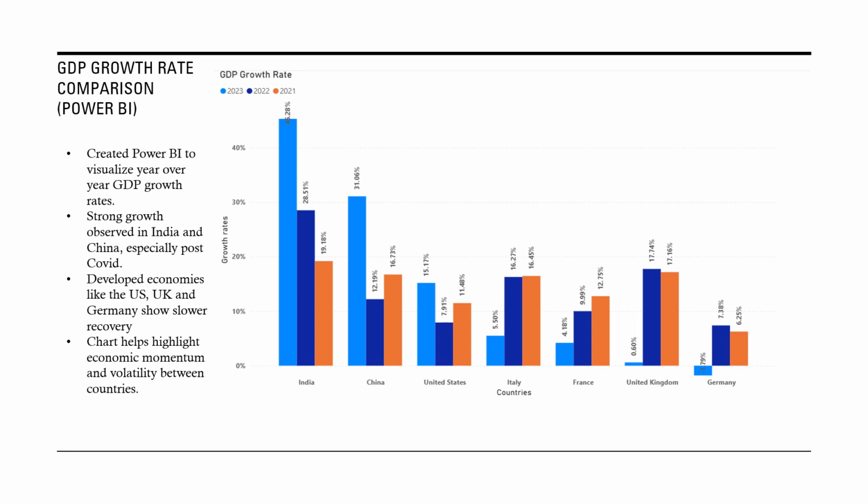GDP growth rate comparison. Created in Power BI to visualize year-over-year GDP growth rates. Strong growth observed in India and China, especially post-COVID. Developed economies like the US, UK, and Germany show slower recovery. The chart helps highlight economic momentum and volatility between countries.